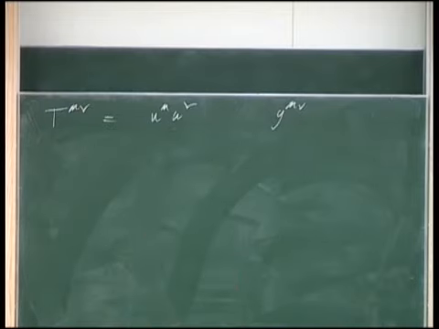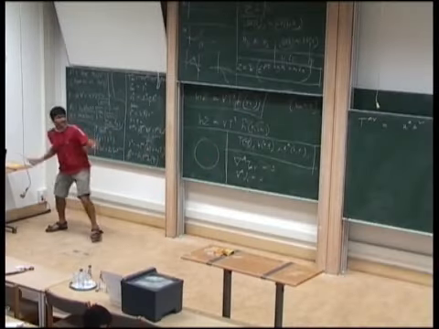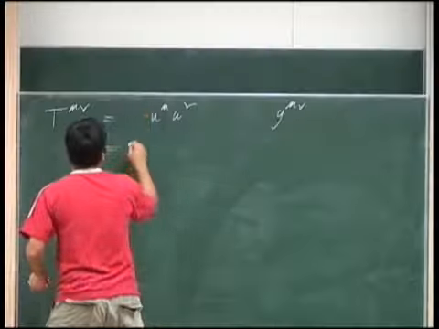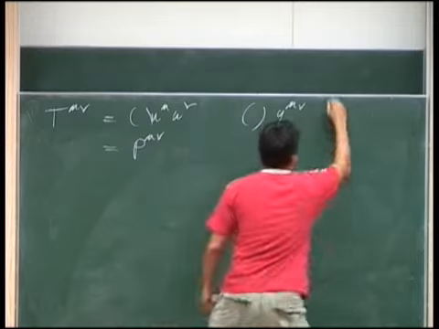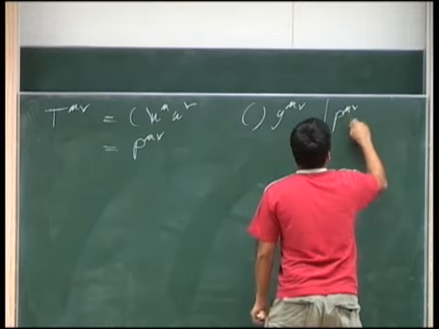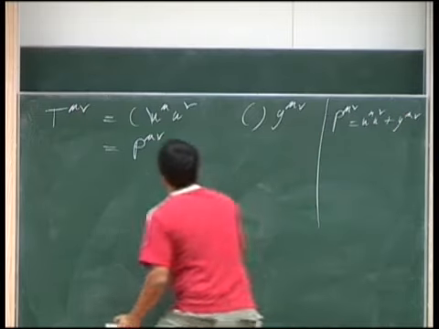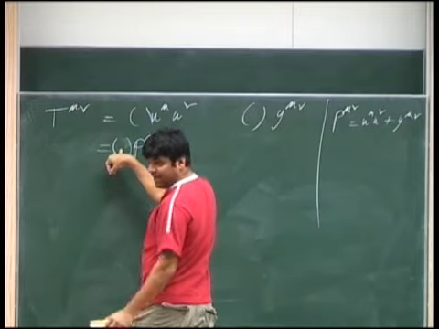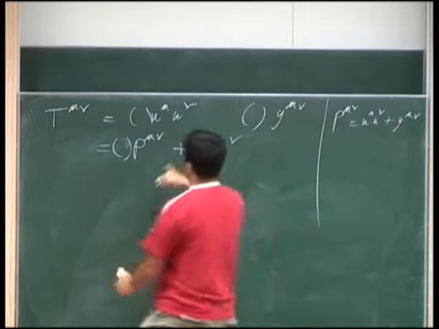Okay, it's more convenient for my purposes to use as a basis in the space of these tensors the quantity P mu nu, which I'll define here. P mu nu is equal to u mu u nu plus g mu nu. So P mu nu times some Lorentz invariant scalar plus u mu u nu times some other Lorentz invariant scalar.